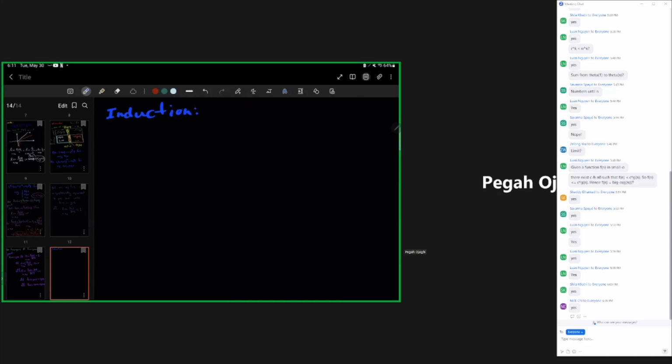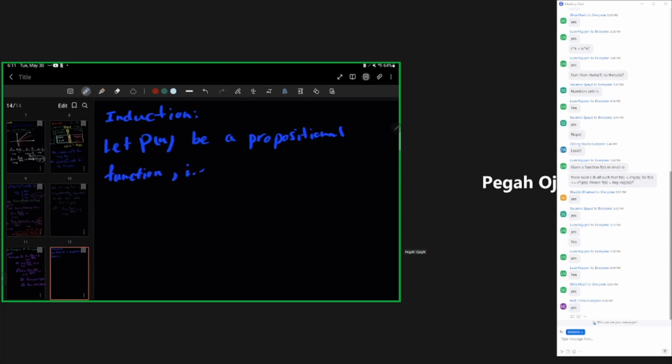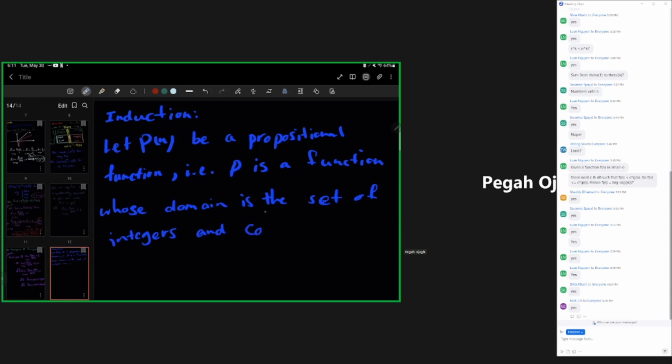We are done with asymptotic notation. Let's talk about induction. Let P of n be a propositional function. What does that mean? It means P is a function whose domain is the set of integers and codomain is the set of true or false.